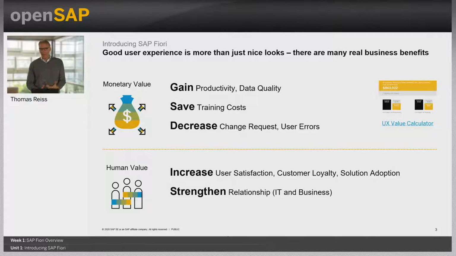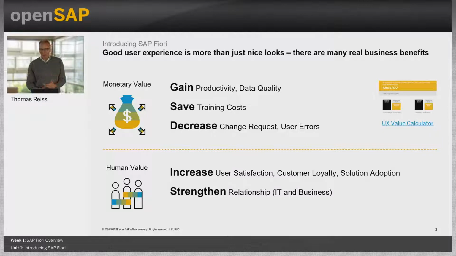So if you're an IT department building apps for your business users, by having a great experience, the users are going to want to change less. They're also going to make fewer errors. And of course, if you have better data quality, you can really save a lot of money, because if you have to start changing the data later in the process, it can be very expensive. And you can actually calculate, or estimate at least, the business benefits in dollars or euro for these kind of aspects. Of course, there's also the human value.